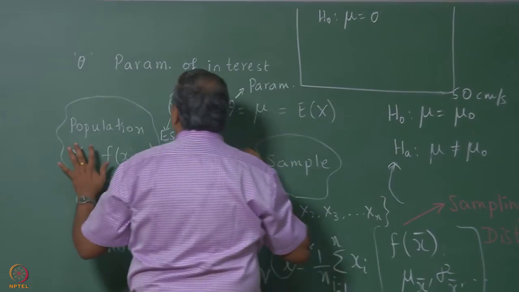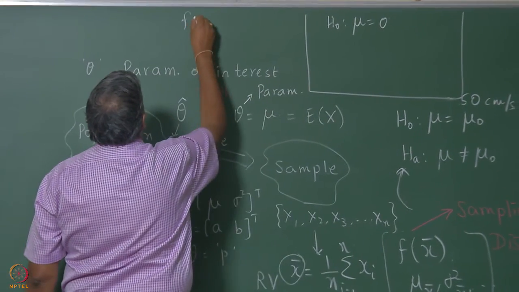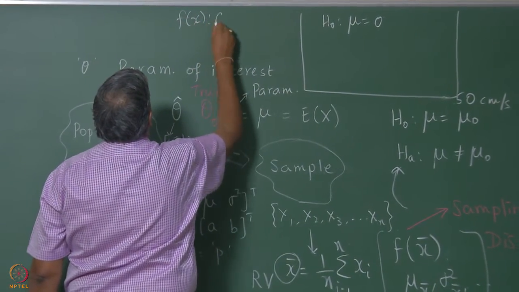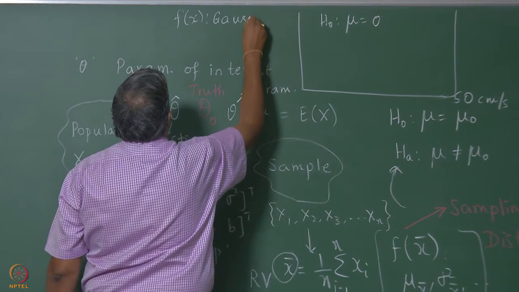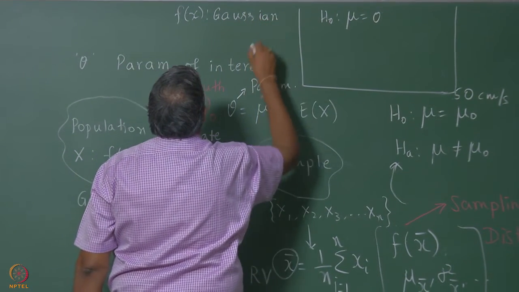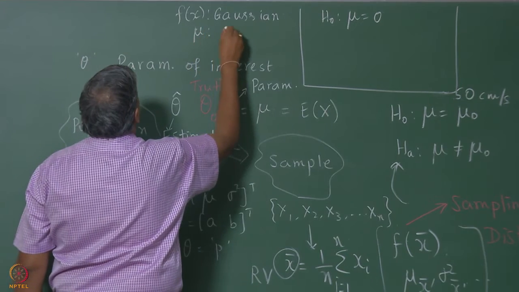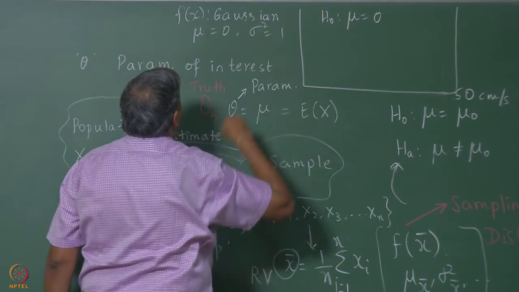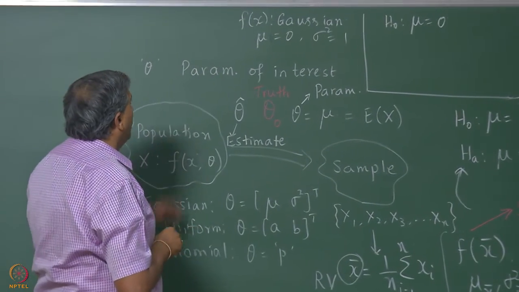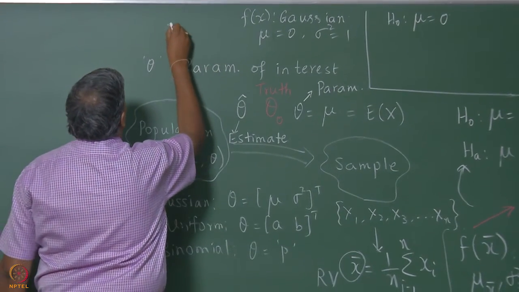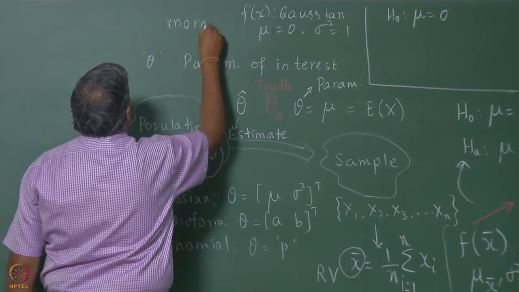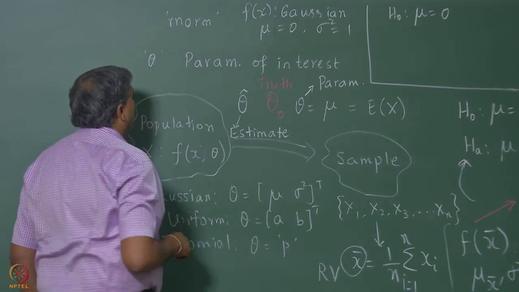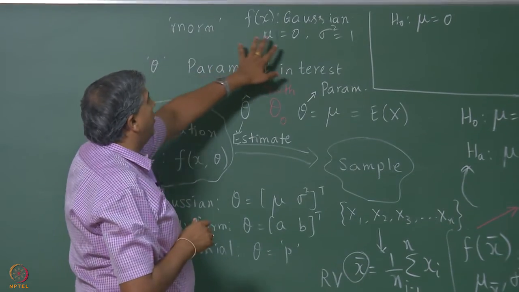So, R says there is a population here with f of x is Gaussian for rnorm with mean 0 and standard deviation 1. We will write this as variance being 1. This is what, when I use rnorm in R, is going to sample numbers from this population.